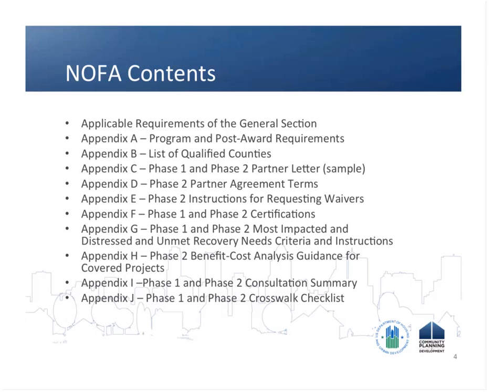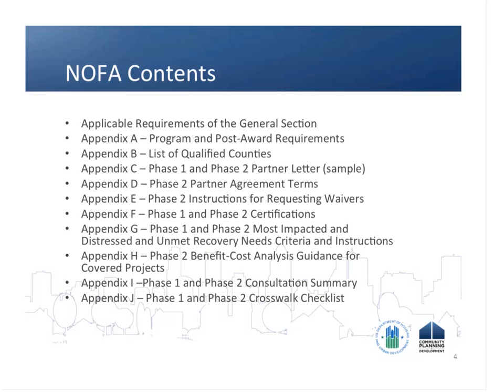Appendix A is program and post-award requirements. It basically discusses what are the pieces of the CDBG regulations that HUD has already waived and what the post-award requirements will be. That'll help you aim your program, your proposal, in the right direction and understand what the post-award world is going to look like.